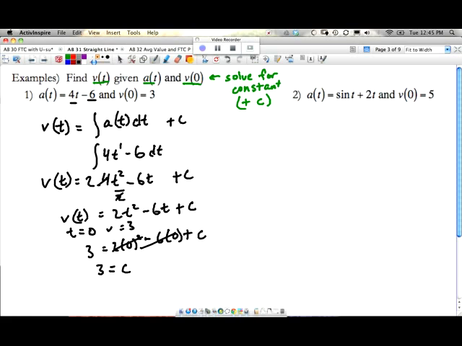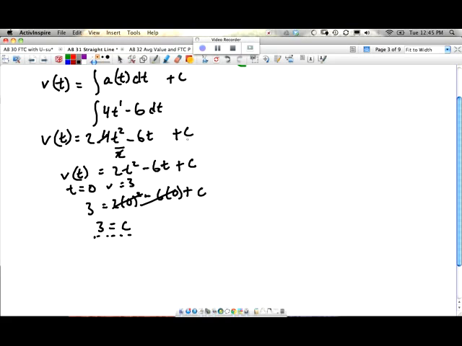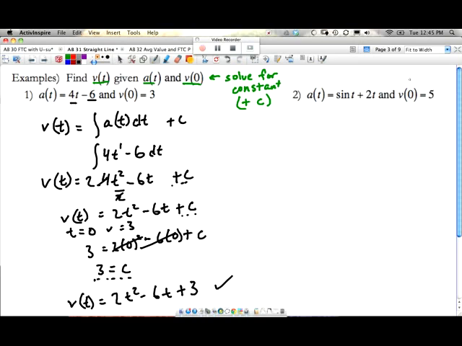So what does this tell me? I got to plug that value for c in up here. So my final v of t equals 2t squared minus 6t plus 3. Check, done, simple. Let's do it again.